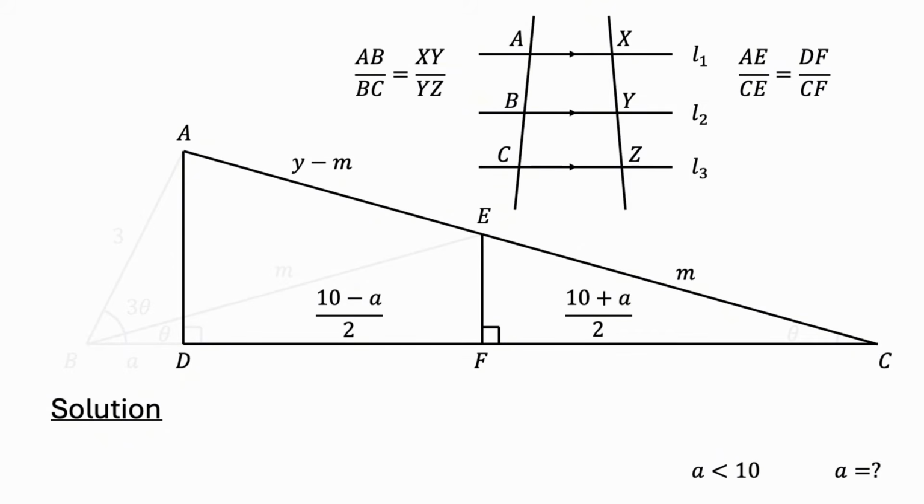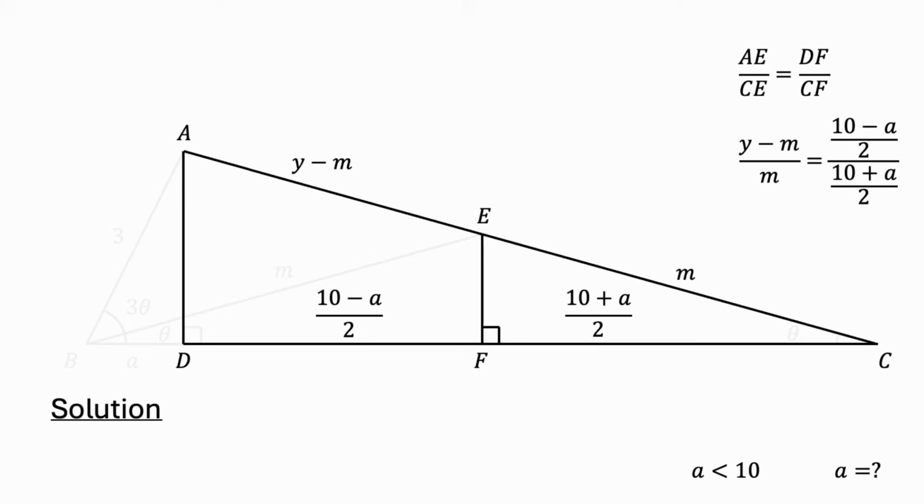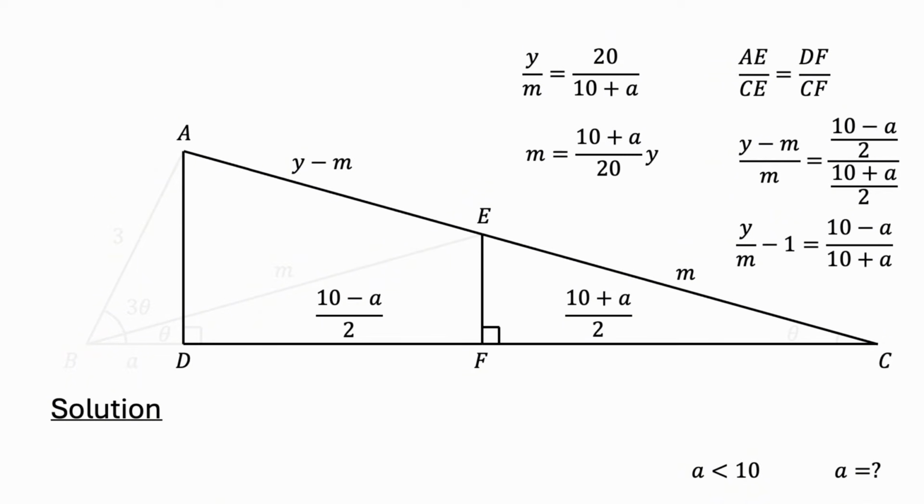Substituting the values of the lengths, we obtain (y minus m) over m equals ((10 minus a) over 2) divided by ((10 plus a) over 2), or y over m minus 1 equals (10 minus a) over (10 plus a). After adding 1 to both sides and then cross multiplying, we obtain m equals (10 plus a) over 20 times y.